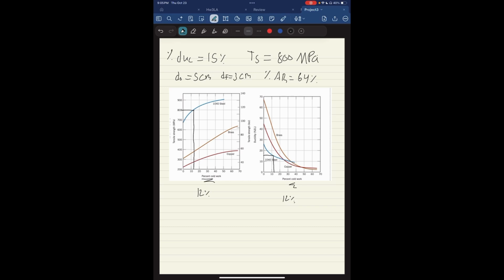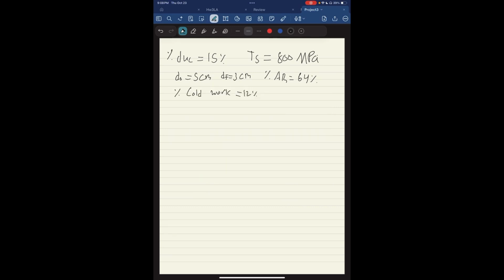Now, unfortunately for us, the tensile strength of steel increases with cold working, while the percent ductility decreases with cold working. So this is the only point that they overlap, and we have to use 12% as our value. We're gonna have to break this into two parts. First, we're gonna do our cold working and get it close, but not quite to the 64% reduction area. Then we're gonna anneal it, and then we're gonna do more cold working to get it to the 64% reduction area and 12% cold working.